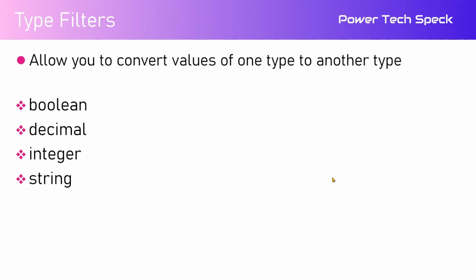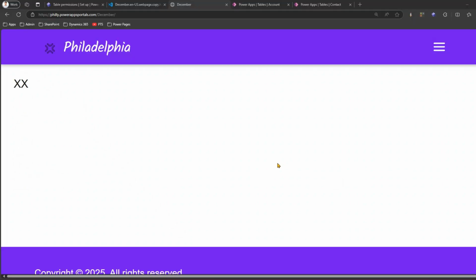Also, if the user just types in true, or yes or no or enabled or disabled, you can convert that corresponding value into a boolean. So I'll show you all these examples in the demo. So let me go back to the screen.